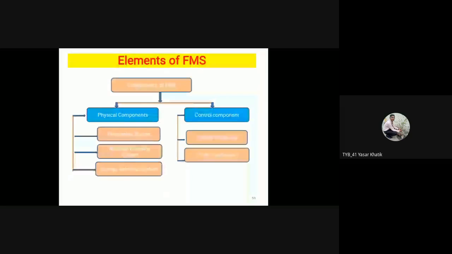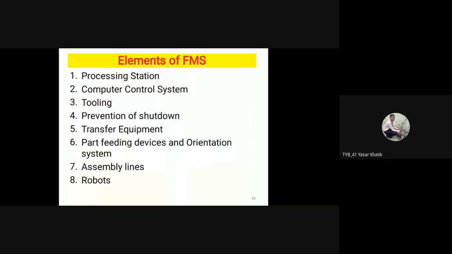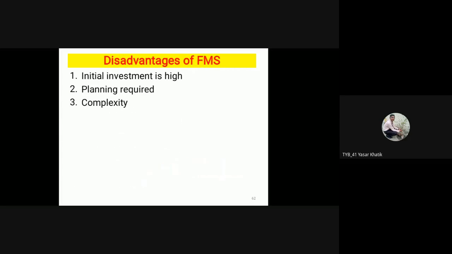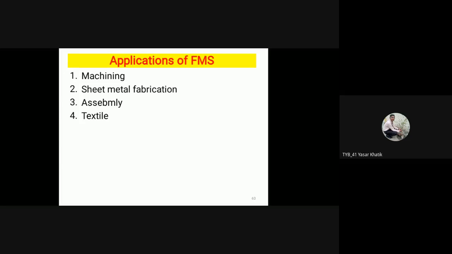Okay, so in that we have seen how to make the workstation effective and the material handling system, and from this physical component we will get more productivity. And in the control component, hardware and software, how to use all this system effectively. For that we have to engage this hardware and software system in a correct manner. Okay, then only we will get a better FMS system. Then major elements in FMS, then advantages, disadvantages, and the major application of the FMS is sheet metal fabrication.